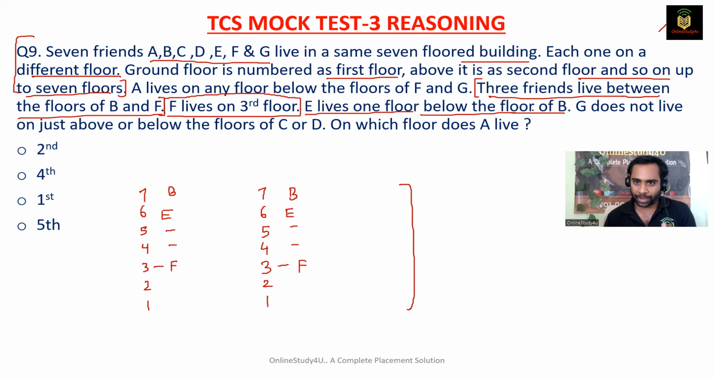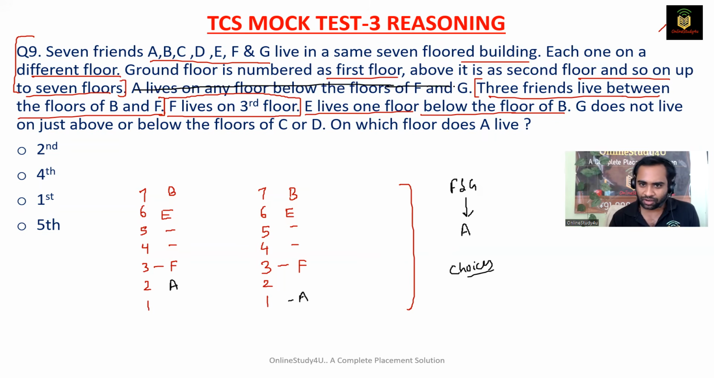Now what they're telling: A lives on any floor below F and G. So one thing is sure, A will be living below F and G. It is very much clear, A will be either here or here. Agreed or not? G's position I don't know right now, but F I know is third. So A will be either on the second or first. There are only two options. So when you have the possibilities, if you take two diagrams, then it will be clear. Okay, fine, so this is also done.